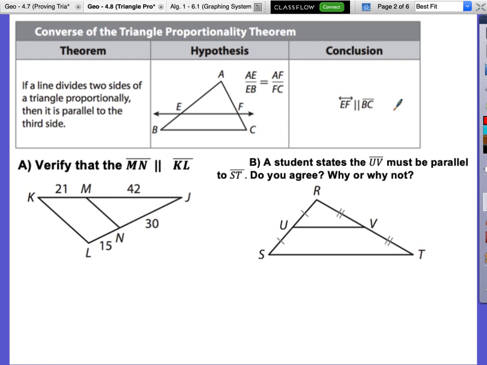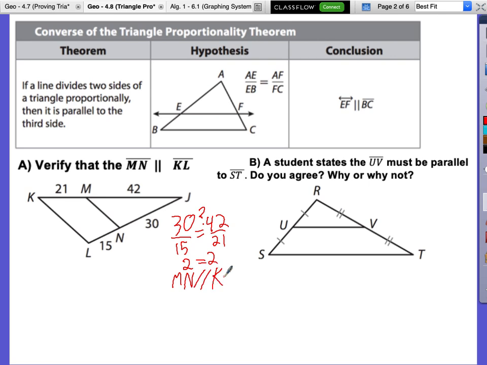Okay, so let's try this one out as well. If we verify that MN is parallel to KL, we're trying to prove it in a way. How would we set that up? What would be true if this is parallel? 30 over 15 equal 42 over 21. What did you put, question mark?